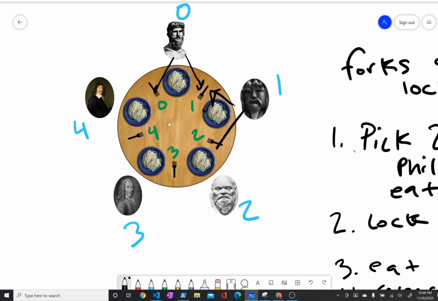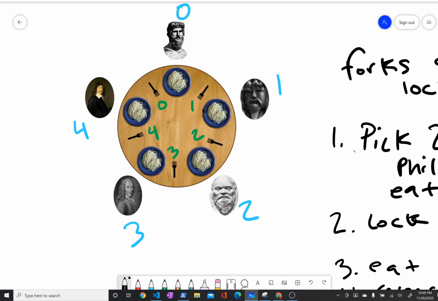So you can imagine, if you were to just tell your philosophers, hey, grab your right fork and your left fork and then eat and put your forks down when you're done, the problem is that 0 and 1 would both be trying to grab the same fork. And 1 is trying to grab the same fork that 2 is. The philosophers need 2 forks in order to eat, and there are only 5 forks. There's the same number of forks as there are philosophers.